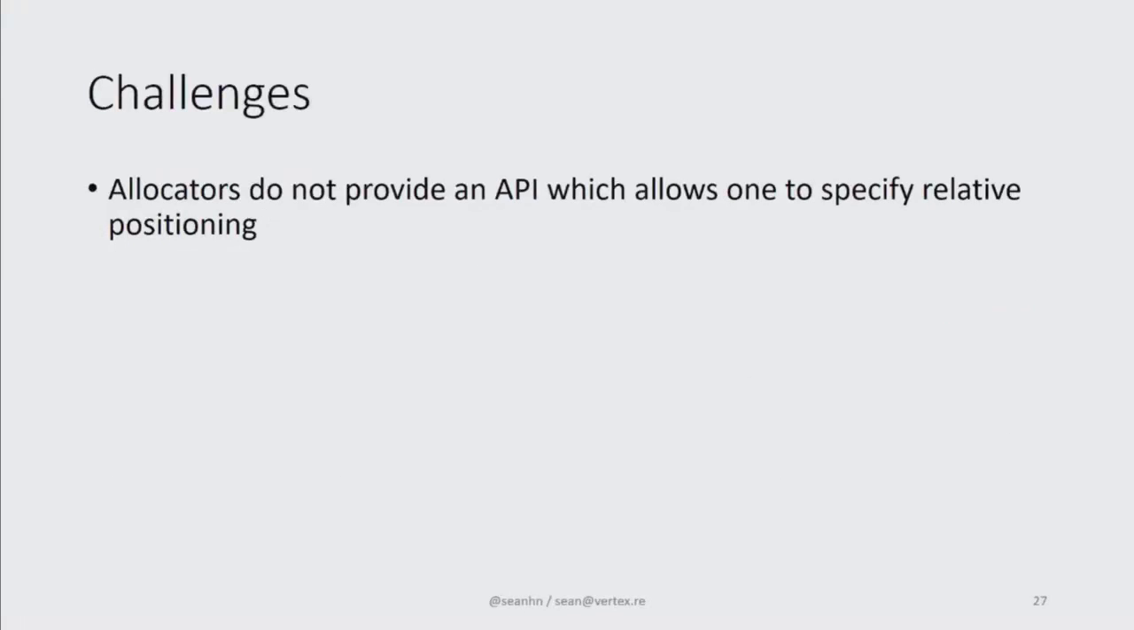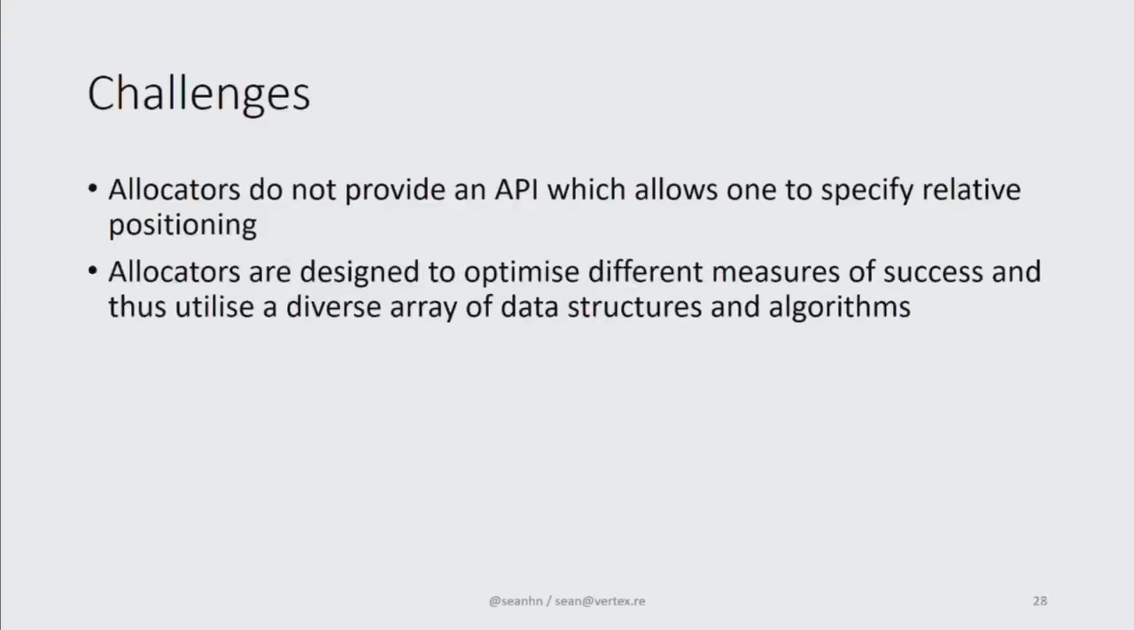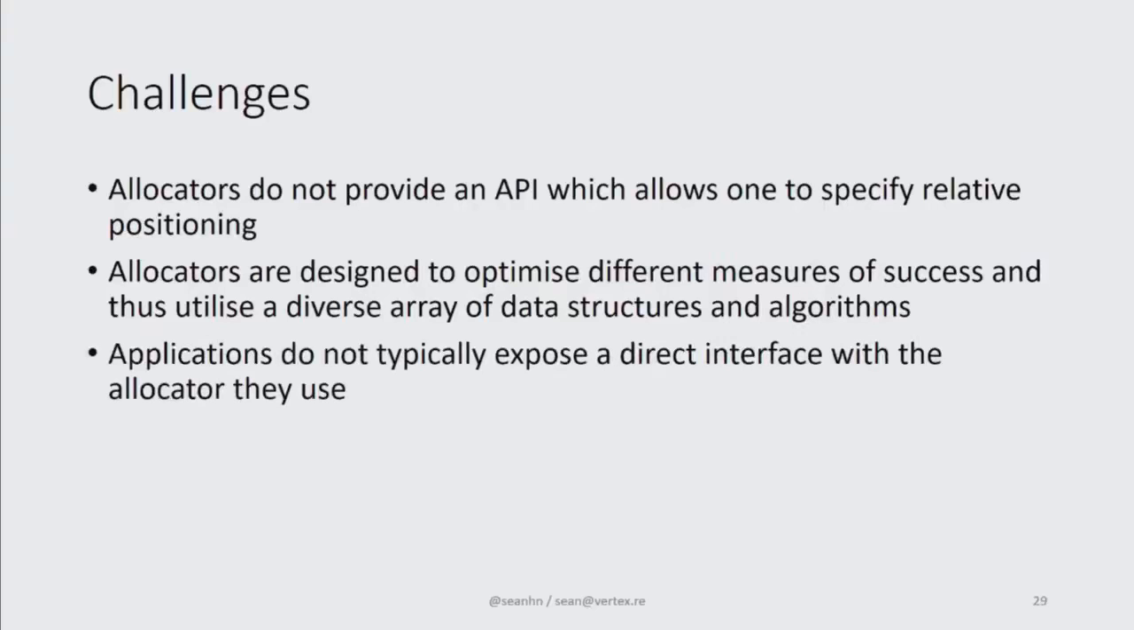Alrighty. So there are a few challenges with this, obviously. First of all, allocators don't provide an API which allows you to specify positioning. You can't say, put this thing adjacent to that thing, because in the context of normal allocator usage, that makes no sense. Allocators themselves are designed to optimize different measures of success. In other words, they use vastly different data structures and algorithms internally. So if you have a solution for one allocator, it's not necessarily going to work for another allocator. Applications themselves typically don't expose a direct API to the allocator, so you need to figure out how to go through the application's API to interact with the allocator.